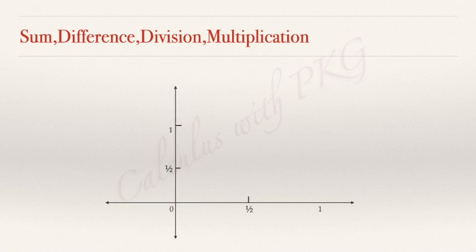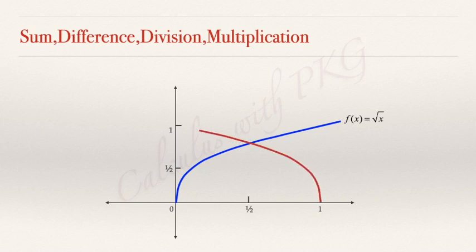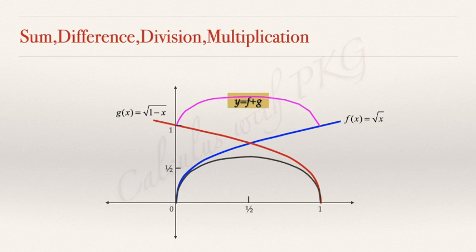Here in the graph I have drawn f of x equal to square root of x, which is shown by blue color line, and g of x equal to square root of 1 minus x, which is shown by the red color line. Now I have shown here the graph of the addition of two functions, that is y equal to f plus g, shown by pink color line, and product by black color line, that is y equal to fg.